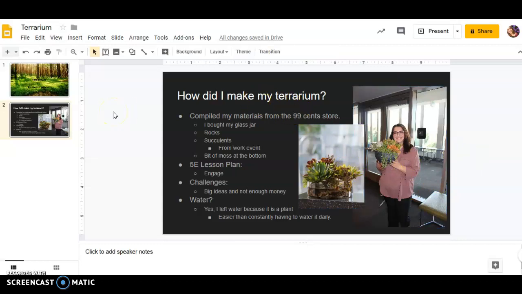But yeah, so this is my terrarium, and I hope it makes sense. I hope you had more detail and depth about it.